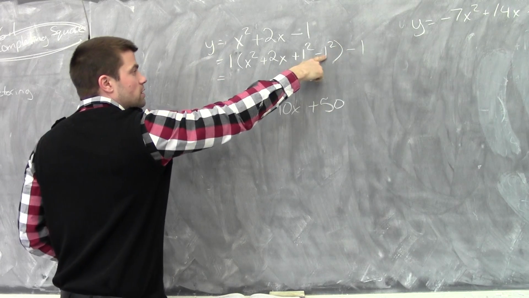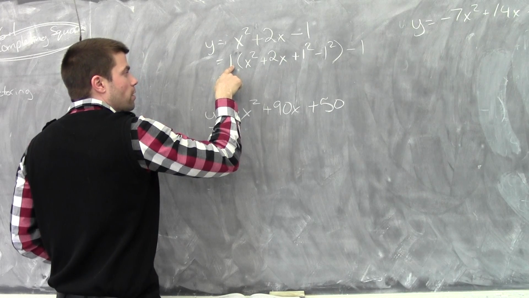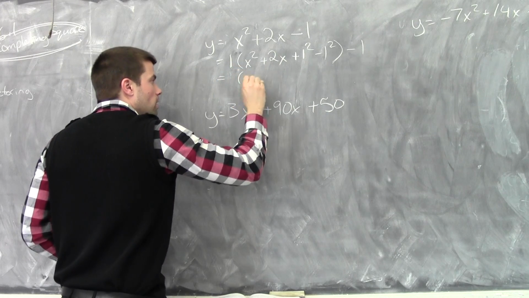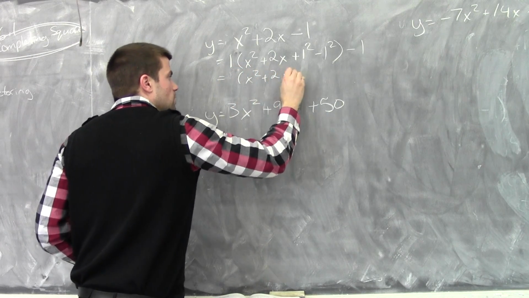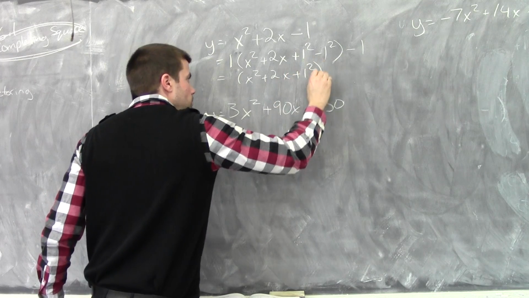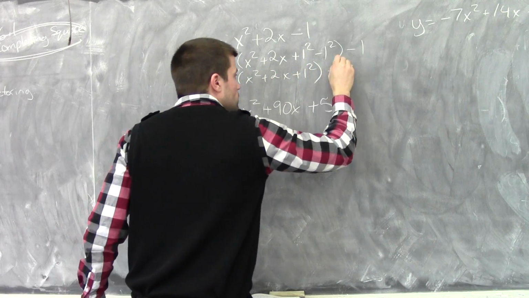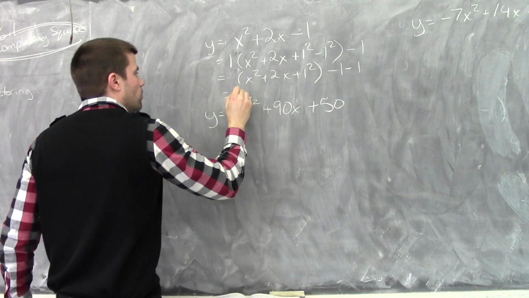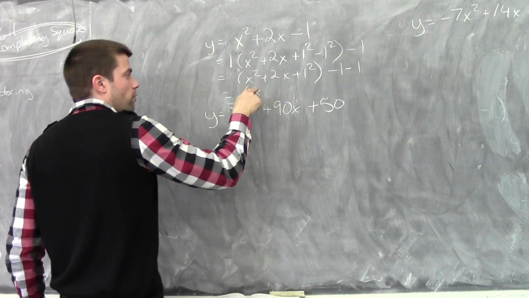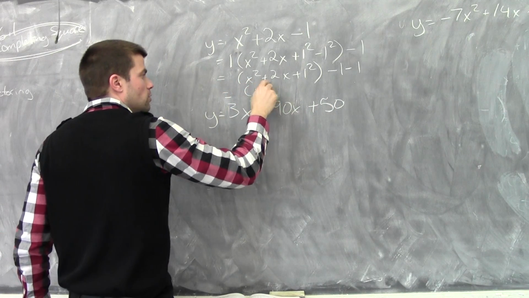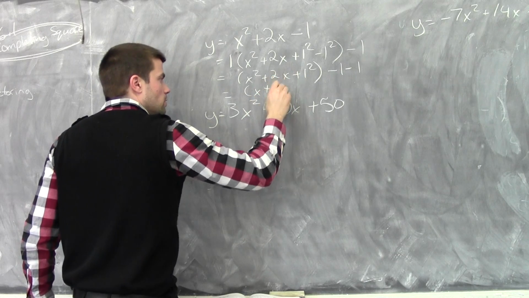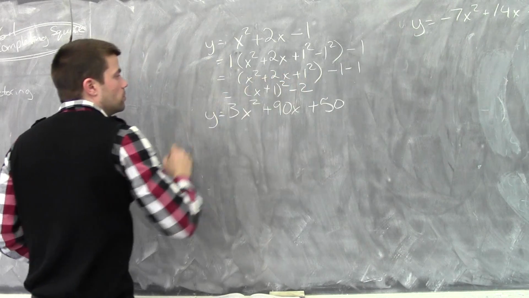Now I need to get rid of this negative 1, so I multiply it by what's in front of the brackets, which is 1. So this stays the same. 1 times negative 1 is negative 1 and negative 1. So my final answer then is square root of this. Drop this sign down, square root of this, squared minus 2.